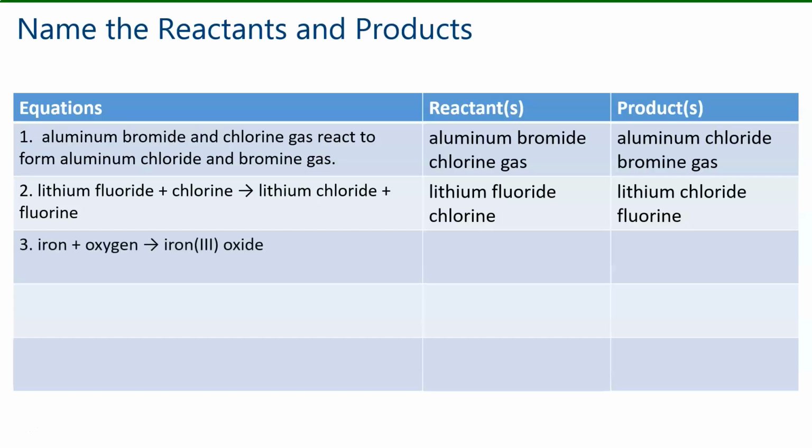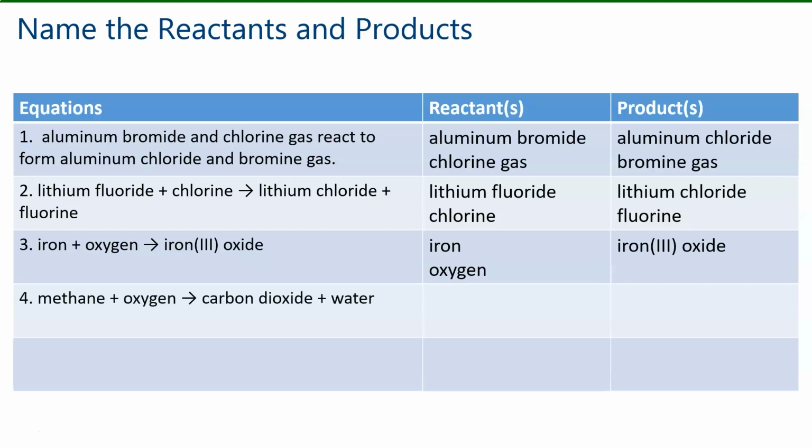Number 3, also a word equation. We have iron plus oxygen produces iron 3 oxide. So in this case, our reactants are on the left of the arrow, iron and oxygen, and our products are on the right, iron 3 oxide. Our next word equation is methane plus oxygen produces carbon dioxide plus water. Our reactants are on the left of the arrow, methane and oxygen, and our products are on the right, carbon dioxide and water.